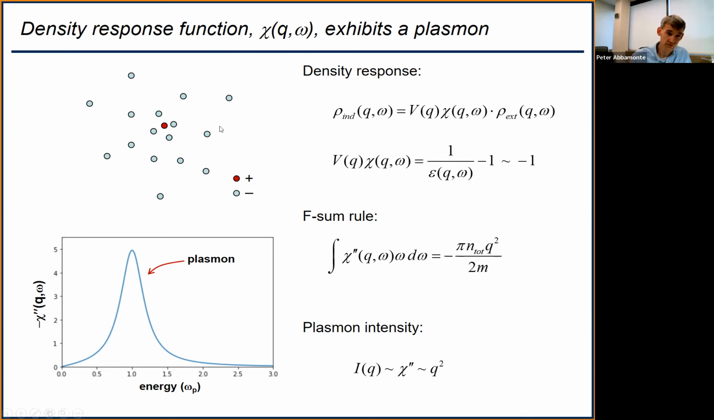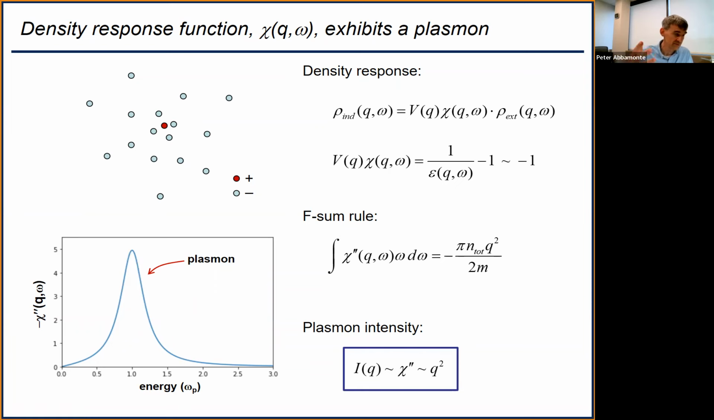So you can think of this screening of a charge due to charges moving around as the system generating virtual plasmons. And it's the fundamental collective mode of a metal. One of the important features of a plasmon is it must satisfy this F sum rule. So if you measure this thing by measuring chi double prime, and I'm going to show you measurements of it in a few minutes, the integrated intensity of this thing will always scale as Q squared. So this thing will go to zero in the limit of small momentum in any measurement of chi double prime.